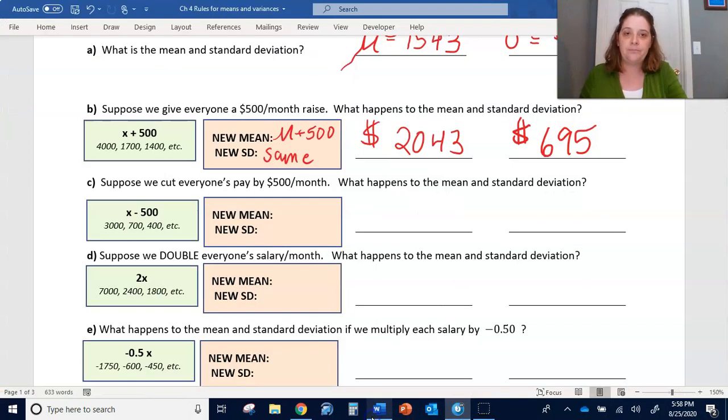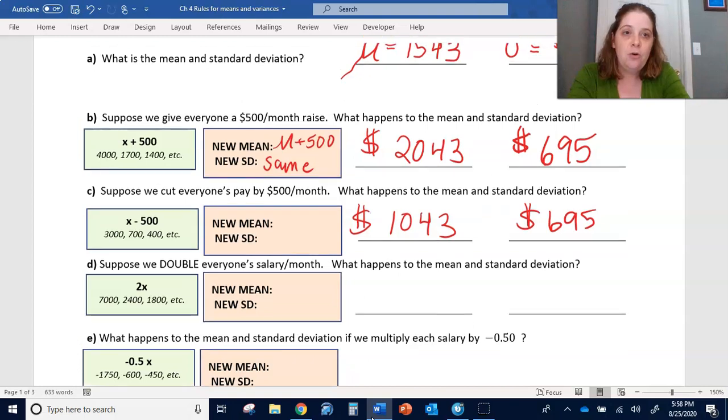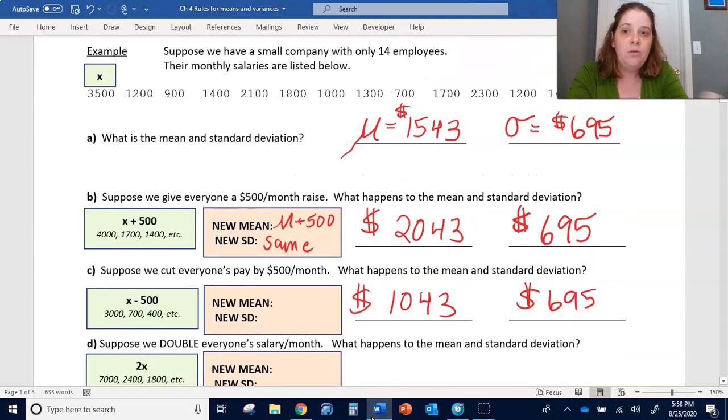All right, so my new mean is 1,043, and my standard deviation is 695. So hopefully what you've noticed here is that when we increased all the values by 500, the mean went up by 500 and the standard deviation stayed the same. When we decreased by 500, the mean went down by 500 and the standard deviation still stayed the same.